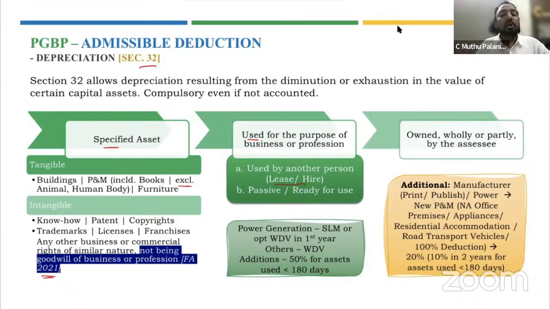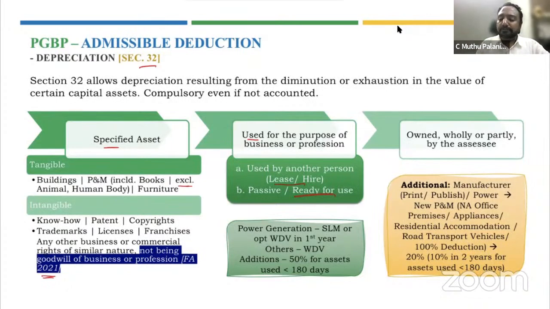the second machinery is always ready. It is just passively used. So that's why I'm saying that it is basically covered under here, passive, ready for use. So these are the things that are meant by use. So lease, hire, or passive and ready for use also covered.